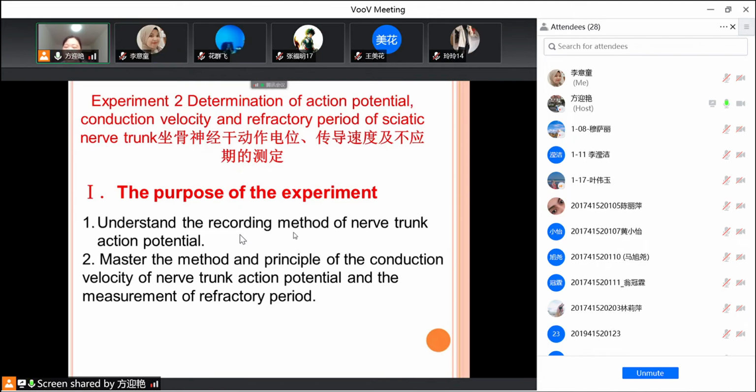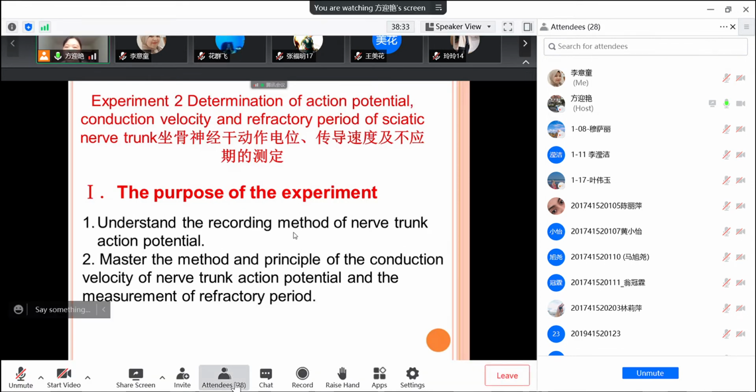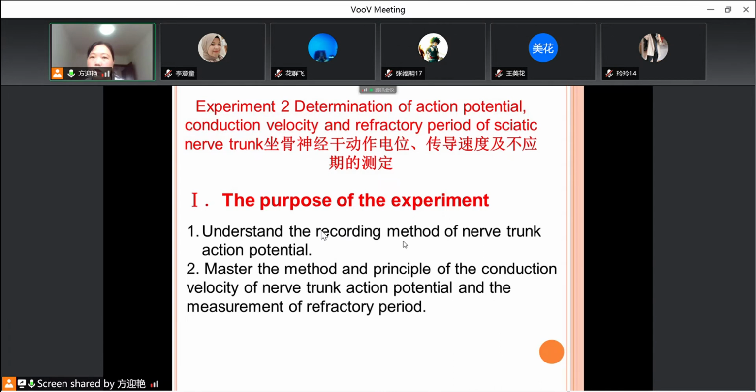This wave also shows that an action potential is produced. I hope you know it is different from the intracellular action potential wave. The second purpose is to master the method and principle of measuring the conduction velocity of the nerve tract action potential and the refractory period.